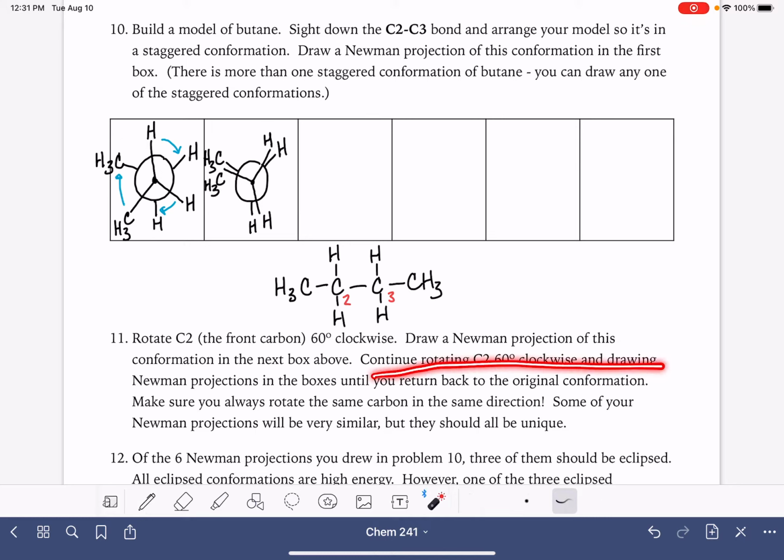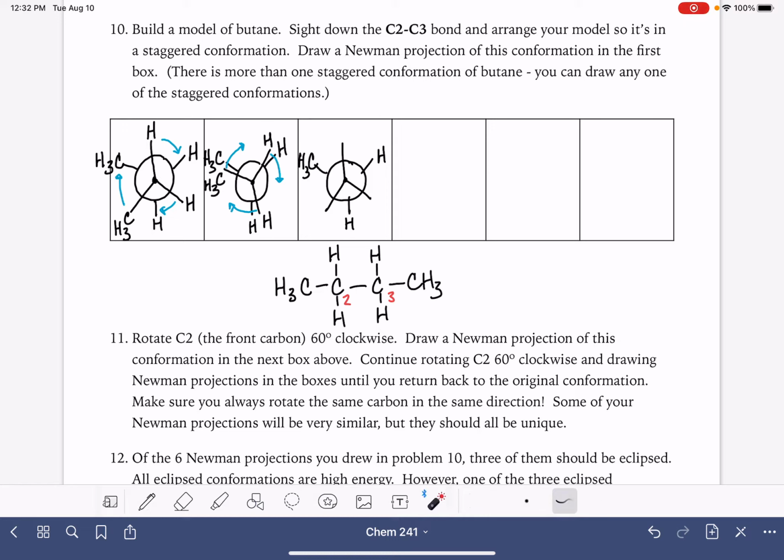Now we're just going to continue this, rotating the front carbon 60 degrees clockwise, and we're just going to keep going. So we're going to draw another Newman projection. Again, we follow the same pattern: we take those front bonds and rotate them 60 degrees again. This brings us back to another staggered conformation. Again, no change to the back carbon, so I can start by copying that back carbon, not making any changes to it.